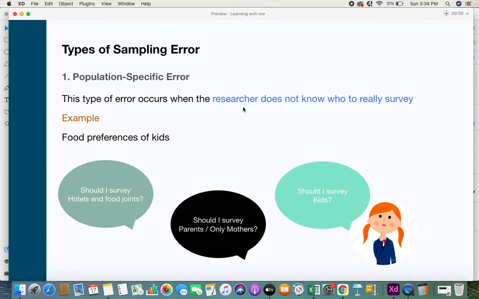There would be confusion as to who really needs to be surveyed in order to get the utmost information for his research. There'll be confusion as to whether to survey kids directly, or to survey parents, or only mothers, or even to survey the hotels and food joints. So when you do not know exactly who to target, it's called a population specific error.